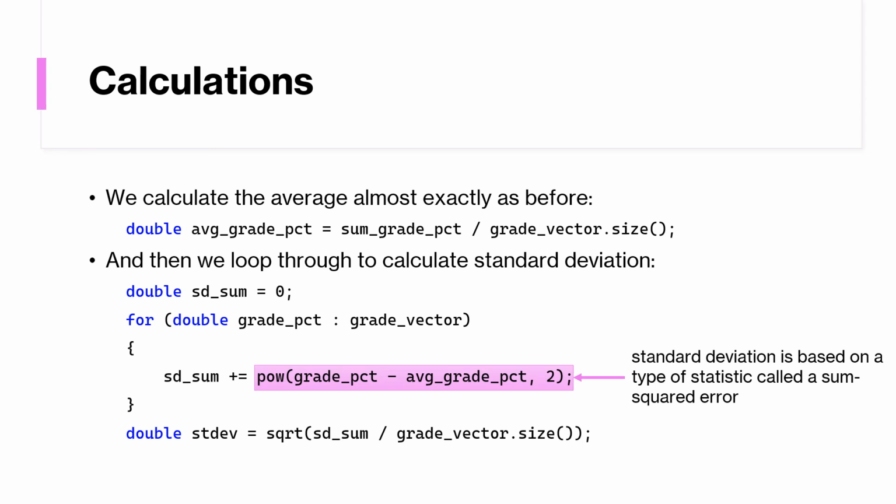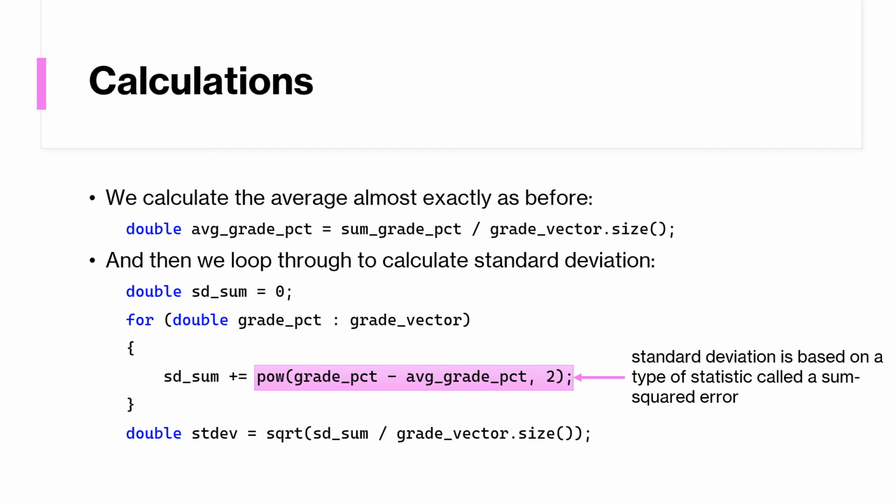Note that standard deviation is based on a type of statistic called a sum squared error. You take the error, the difference between the actual grade and the average, and you square it. The reason we do that is to make sure that the sum is a sum of positive numbers. We could do the absolute value, but what statisticians have always done instead is to use the square.